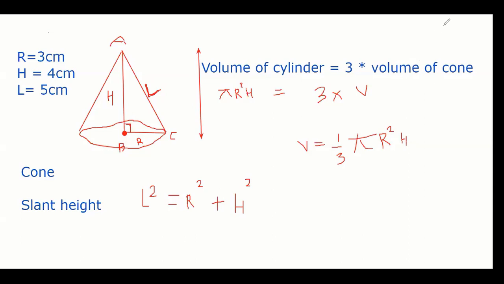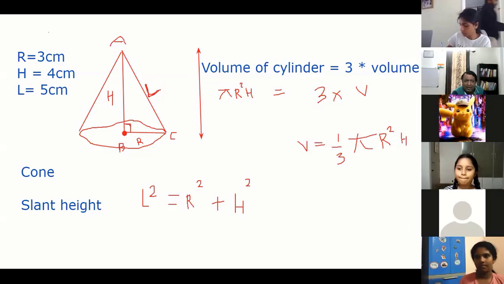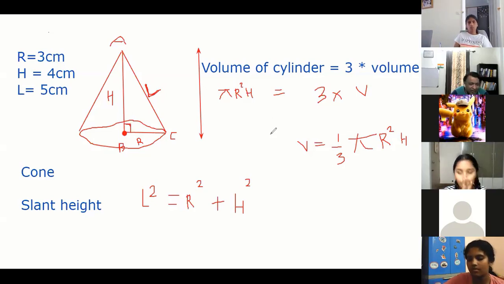Got it, everybody? If you know the volume of a cylinder, just divide by 3, you get the volume of a cone. It is so simple, right? Because you know the practical purpose, there is no need to mug. Even the volume of a cylinder, I don't want you to mug, right? I told you, pi r square and then h. Remember the disk example?